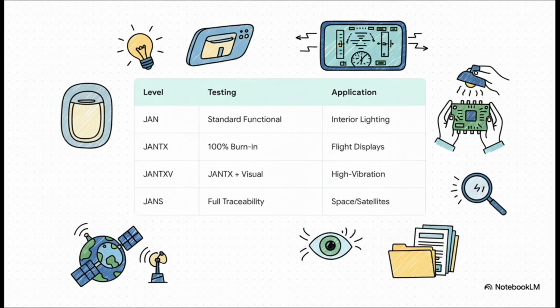This all ties back to MIL-SPEC screening levels. The required system integrity, as defined by FAA AC 43.13-1B, is what dictates the component screening level you have to use. At the bottom, you've got JAN level, which is fine for non-critical systems. Think interior lighting. Step up to JANTX, and now you're talking about 100% power and thermal burn-in testing. This is what's required for something like a primary flight display. JANTXV adds an internal visual inspection for components going into high vibration zones. And at the very top, you have JANS. This is the highest level, requiring full traceability, and it's reserved for space-grade applications like satellite comms.